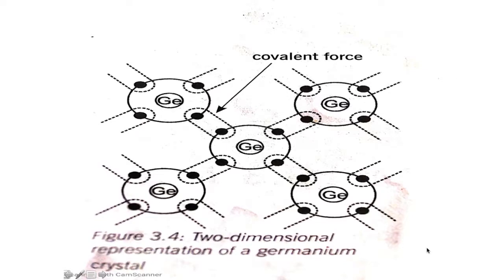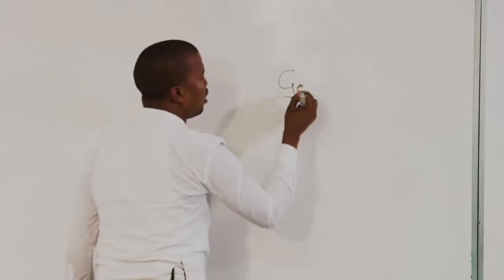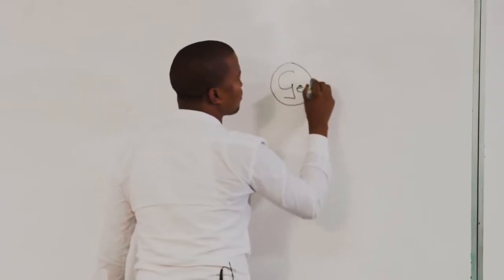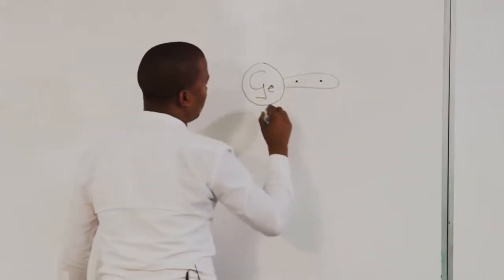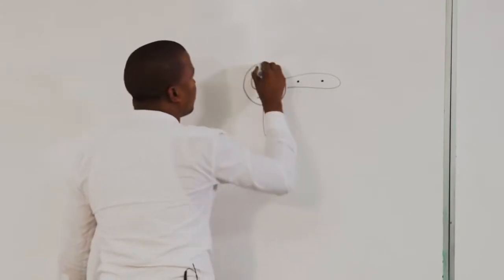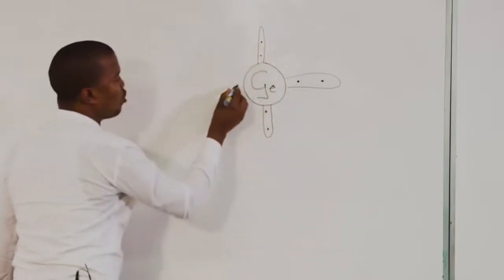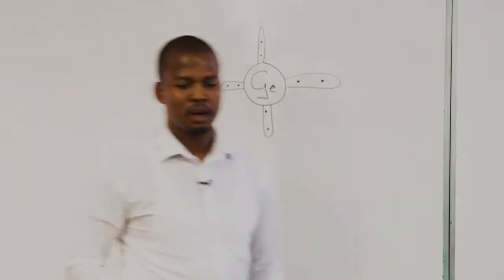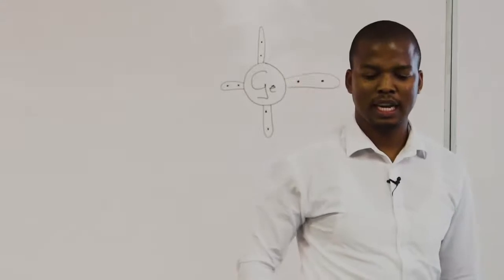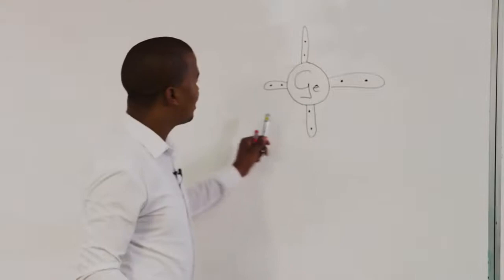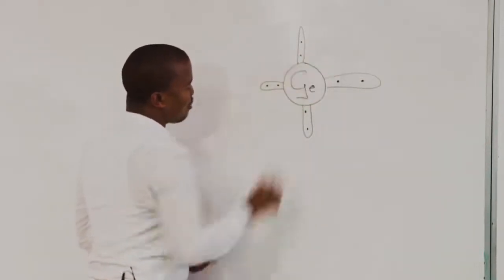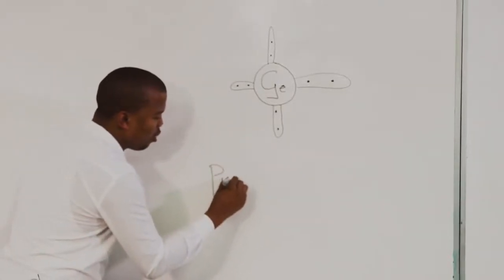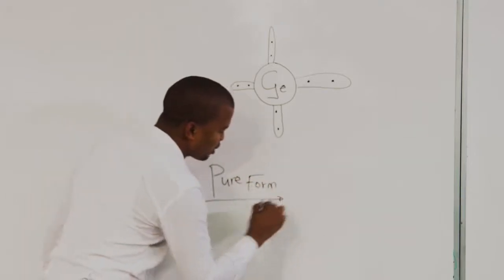What I'm going to draw now, this here, it's a germanium. I will explain it in detail in order for you at home to understand. Remember what we said. We said that an intrinsic semiconductor is when a semiconductor is in pure form. In this case, germanium is a semiconductor. When you have this type of crystal structure of a germanium, we consider it to be in pure form.